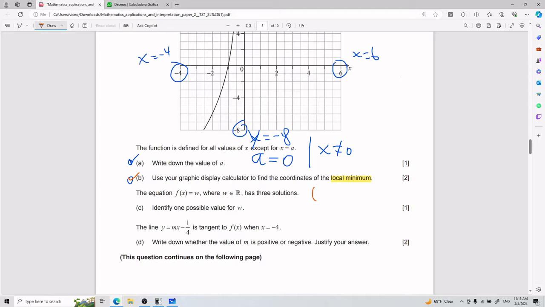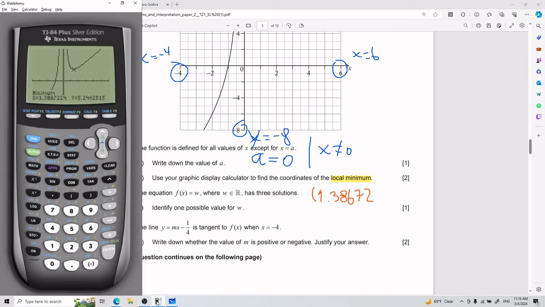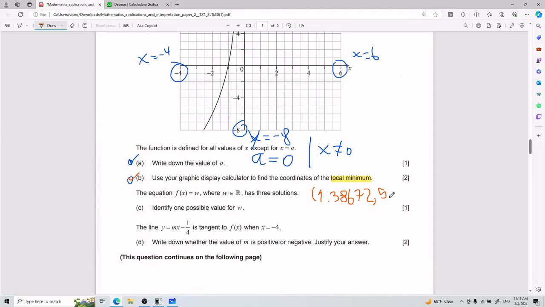Give me one moment. Yeah, so we can put 1.38672 and 5.24025.